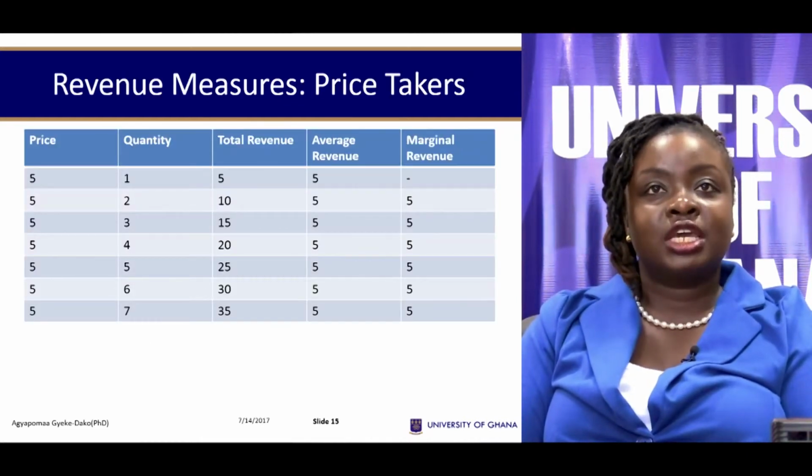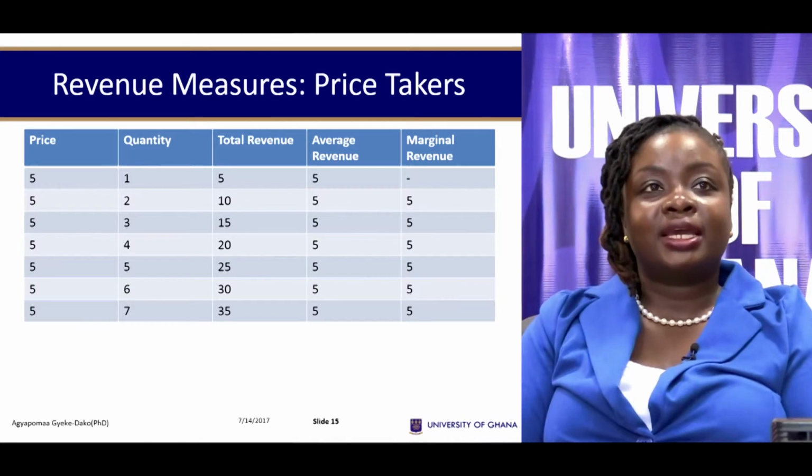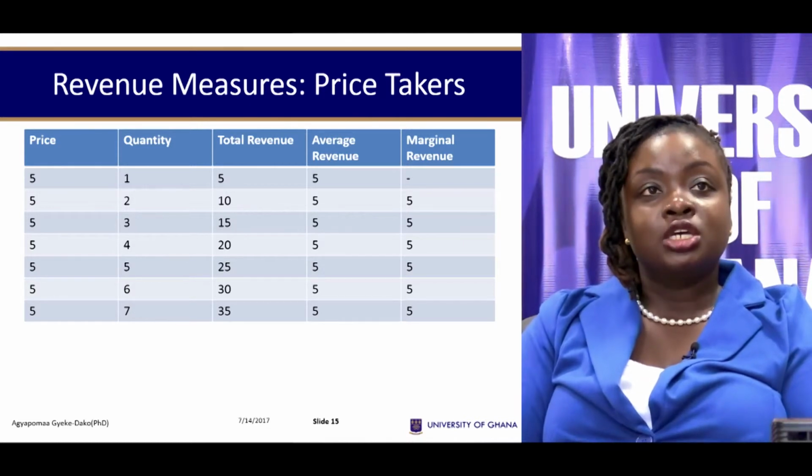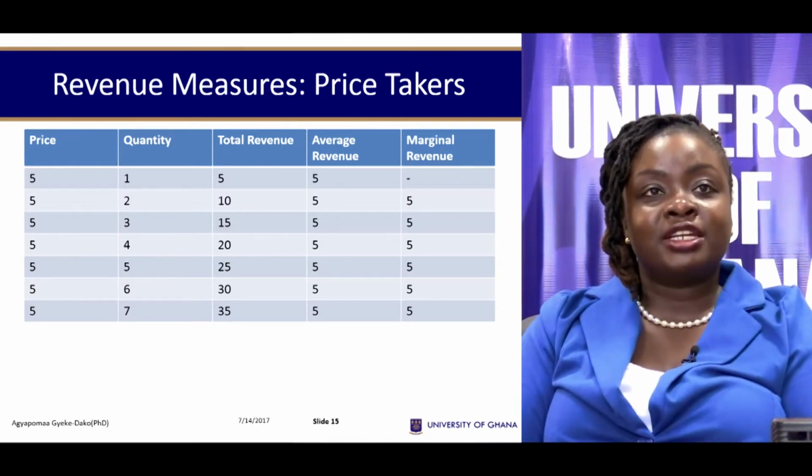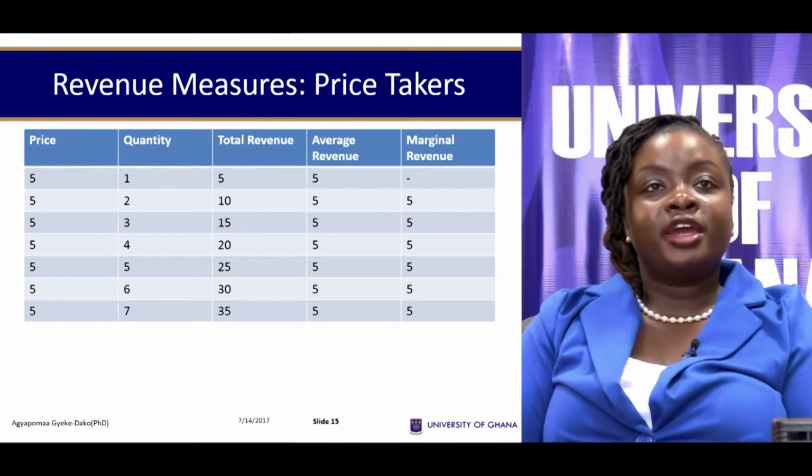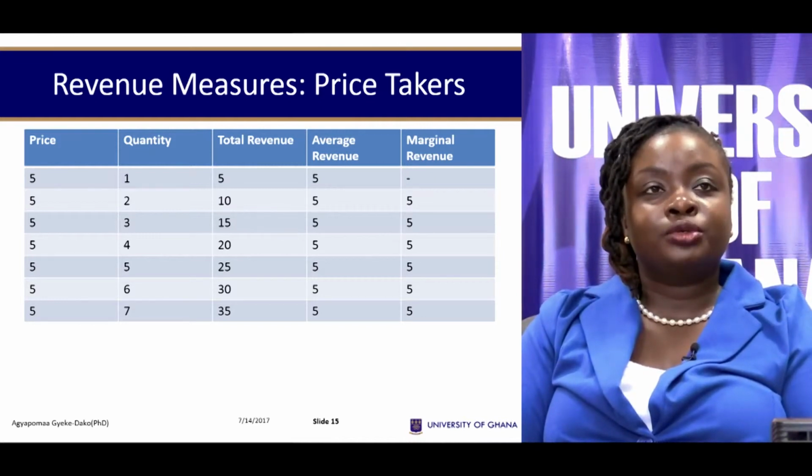So showing you this table, if we have the price taker, then they'll be taking the price as given, and the price would not change unless changed by the industry. So if we assume that the price is 5 and it's going to be 5 throughout, for each level of output that is being produced and being sold, the price is going to be 5.